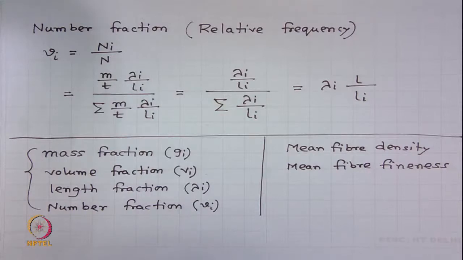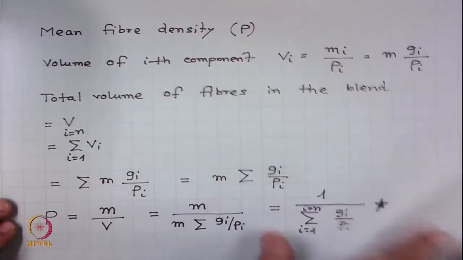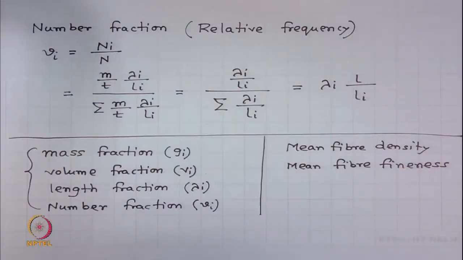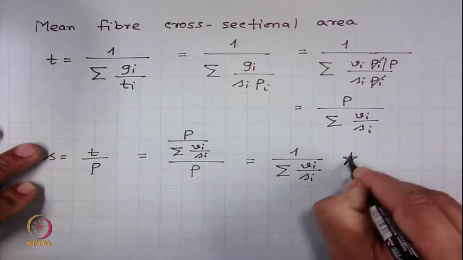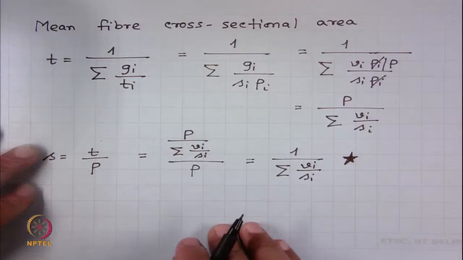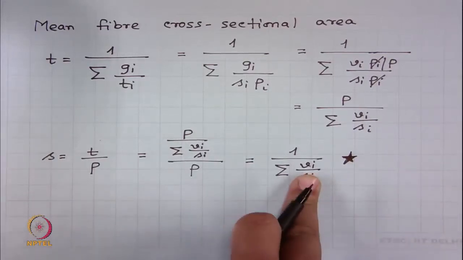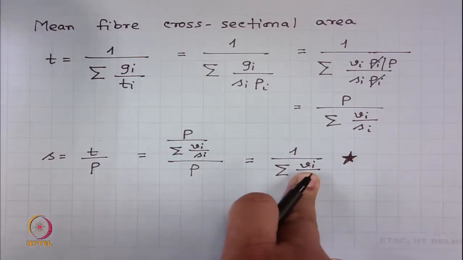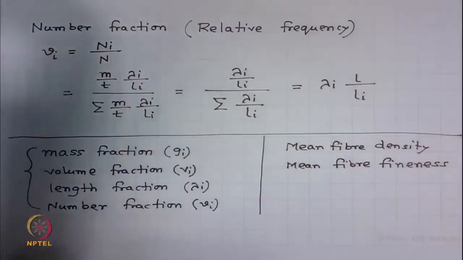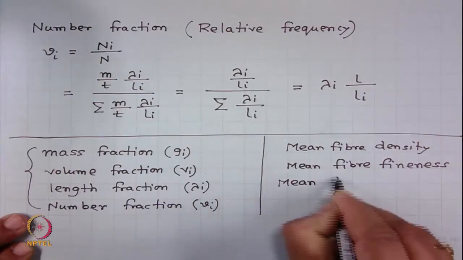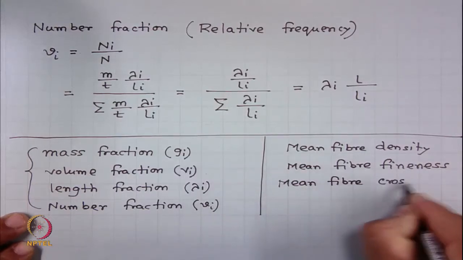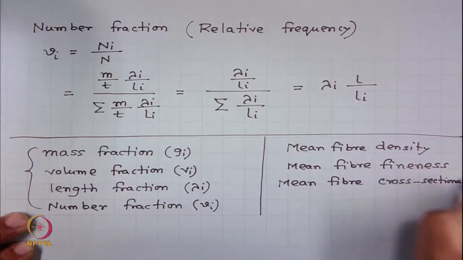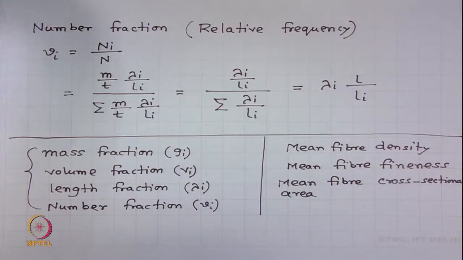Then we obtained expression for mean fiber density. This was the expression, mean fiber density is already obtained, mean fiber fineness is obtained. Then we obtained expression for mean fiber cross sectional area. All are the harmonic means of individual components. The difference is here it is volume fraction, not mass fraction. So mean fiber cross sectional area was the third characteristic of the blend we obtained.